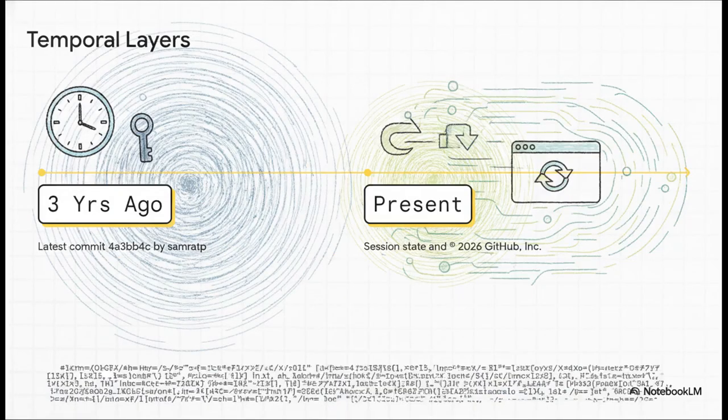And this brilliantly illustrates the temporal layers of the page. We move from the exact moment user Samrat P locked this file into history 3 years ago, right up to the real-time session tracking of the present day. You see, the repository captures a completely frozen moment in time, a commit uploaded 3 years ago.